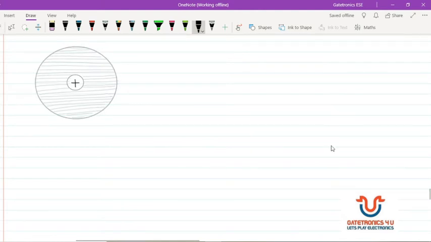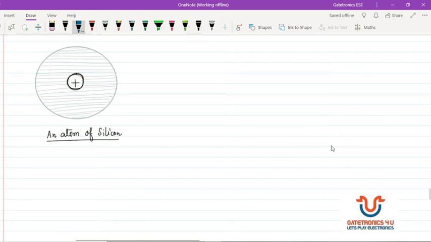To understand how photons will be created, let us consider an atom of silicon like this. So this is an atom of silicon. You can see this is the nucleus part of the atom, which is just in the middle of the atom. So this is the positive nucleus part.